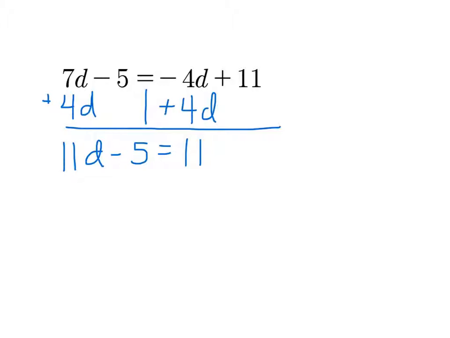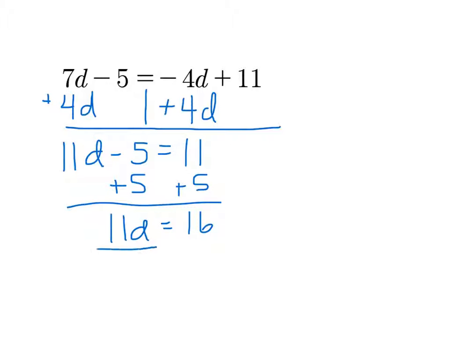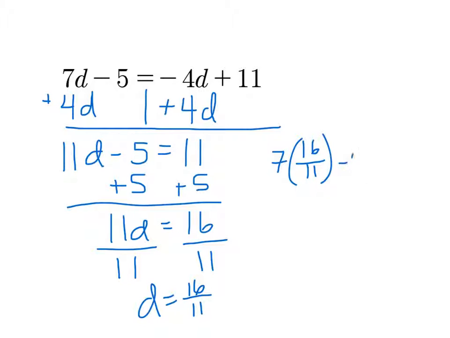Now I'm going to solve it like it's a two-step equation. So I'm going to reverse my addition or subtraction, giving me 11d is equal to 16. And then I'll reverse the multiplication with division, giving me d equals 16/11, which is a hideous problem to check, but let's do it anyway because I told you I had to. Awesome. So excited for this. Also completely out of space.